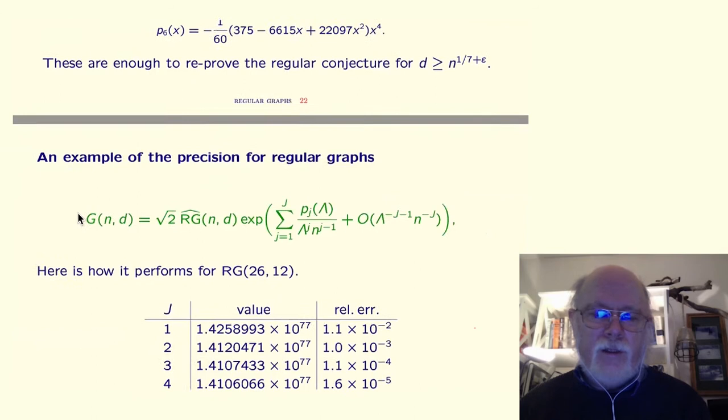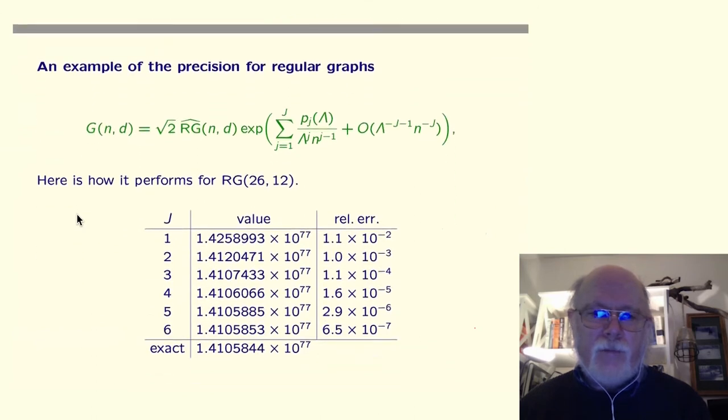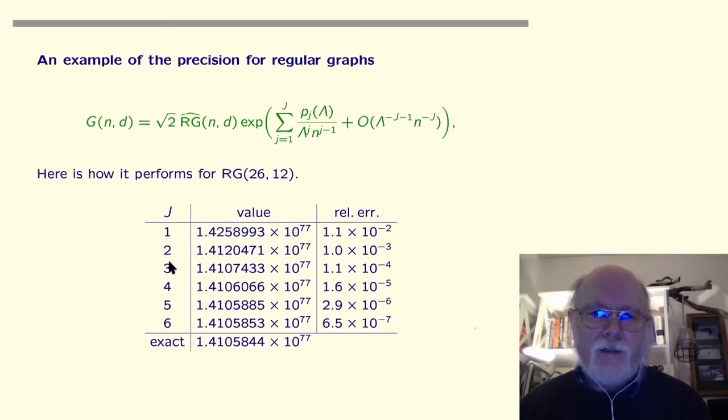Some numerical values. Let's look at the number of regular graphs of order 26 and degree 12, and we'll take more and more terms. You can see the relative error starts off at just 2 digits correct, but ends up with 6 or 7 digits correct after you've taken as many terms as we calculated.